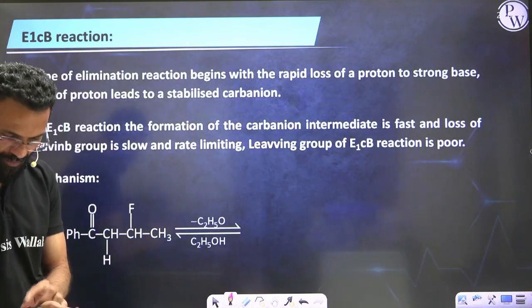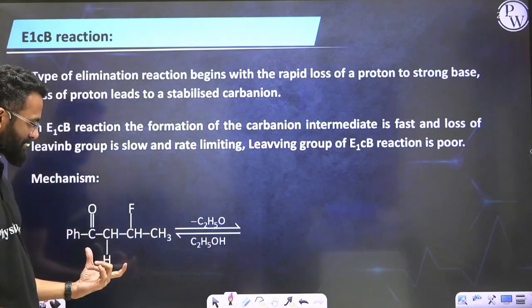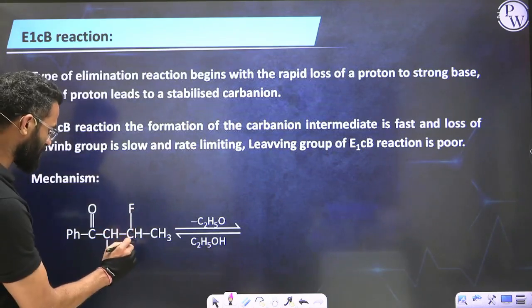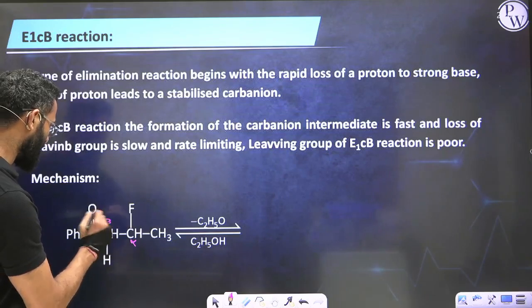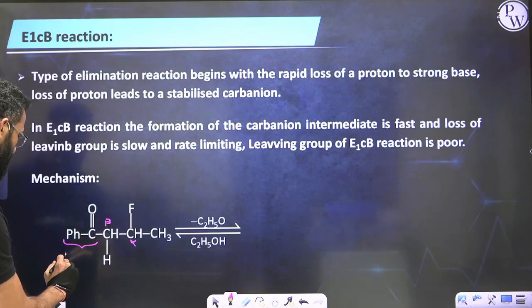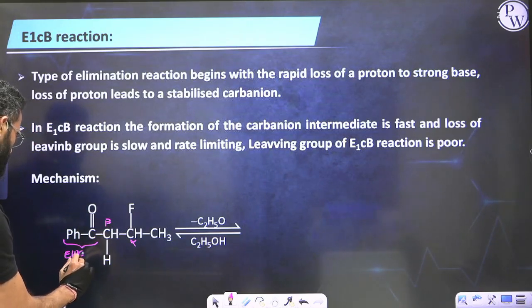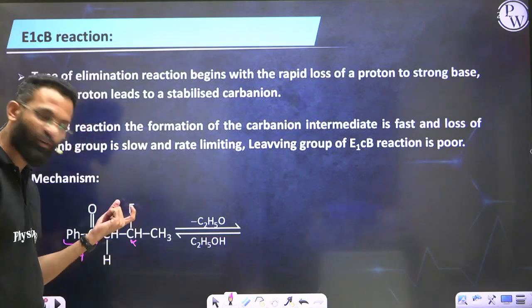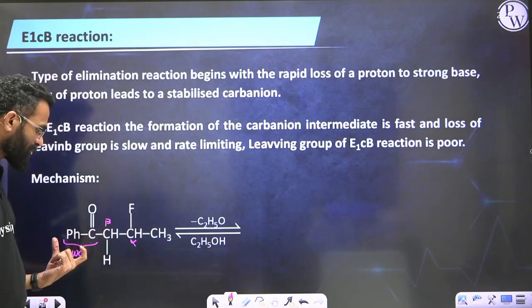Let me just make you understand this. Let us assume that we have a substrate like this. You see, we have a poor leaving group here. So the carbon carrying the leaving group is alpha, the adjacent carbon is beta, and adjacent to this beta carbon we have the presence of an electron withdrawing group. So far in the substrate, what we have observed is we have a poor leaving group F, and adjacent to the beta carbon we have an electron withdrawing group.